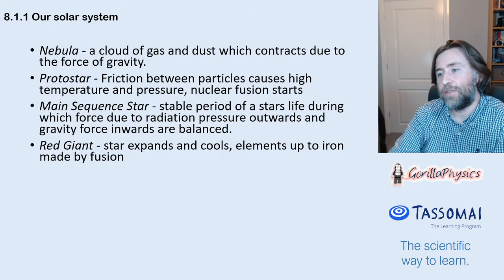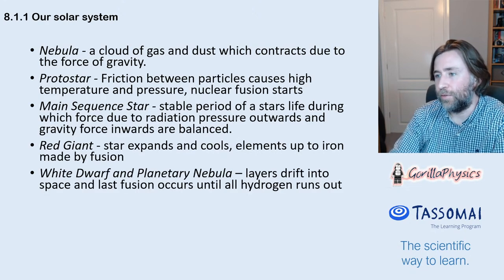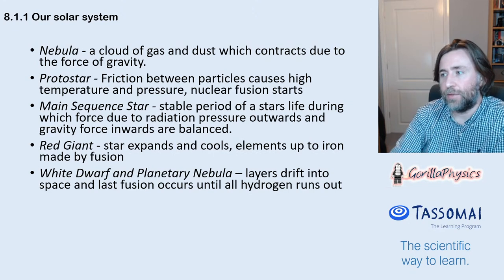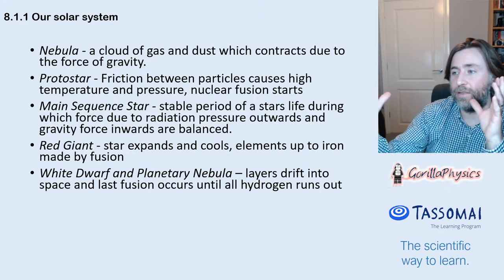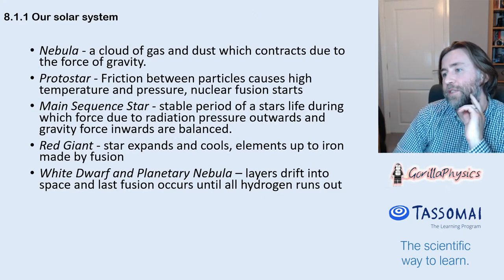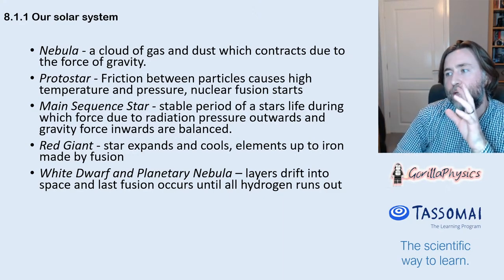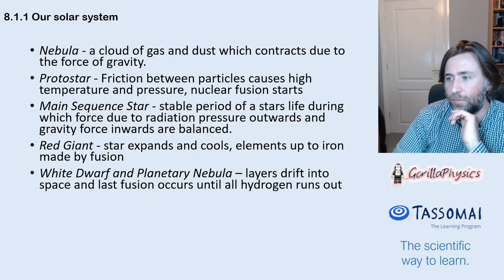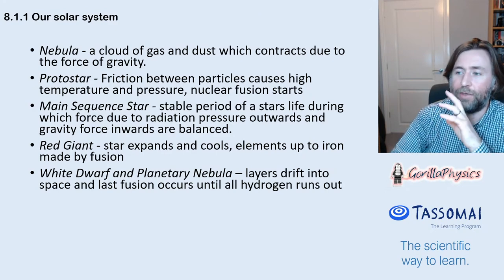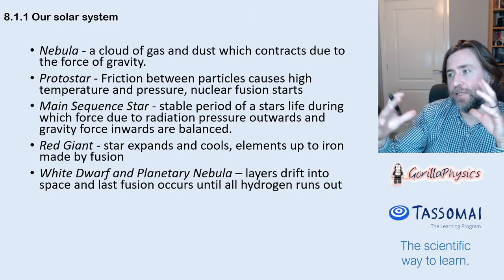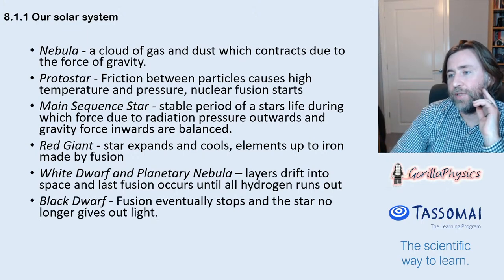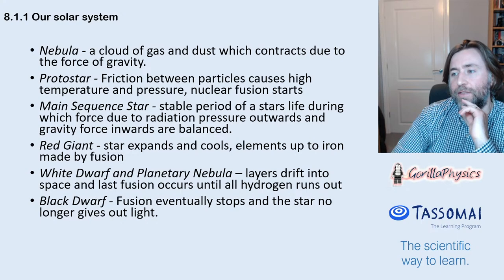Now, these are definitions of those different parts, okay? I'm not going to read all those out, but you can pause that. But after main sequence, then the sun will become a red giant, and it will expand and it will cool. And in that process, it's going to fuse together all the elements up to and including iron. And what will happen at the end of that red giant phase is the outermost layers will just drift off into space, and you're left behind with a white dwarf and a planetary nebula.